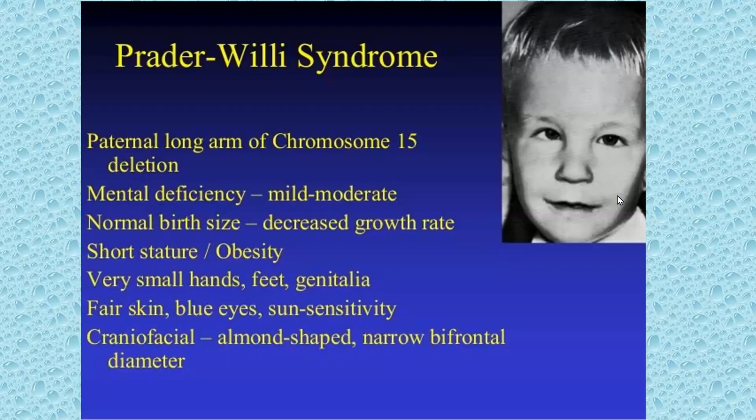They have a paternal long arm of chromosome 15 deletion. They have mental deficiency, which could be mild or moderate. They have a normal birth size. They have decreased growth rate. They have a short stature. They are obese and can be very obese. They have very small hands, feet, and genitalia. They have fair skin, blue eyes, and sun sensitivity. Craniofacial: almond-shaped eyes, narrow bifrontal diameter.